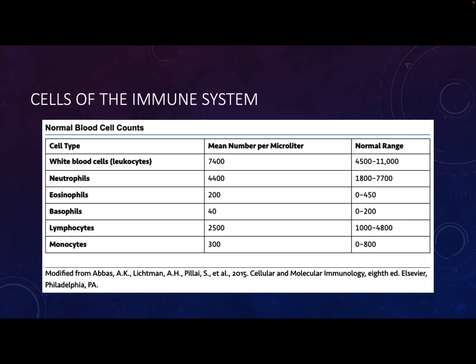So identifying that a patient has an elevated white blood cell count can be indicative of an infection. A skewed ratio of cells can be indicative of some kind of problem. Too low of a white blood cell count can be indicative of a problem. So counting the white blood cells in a patient can be really important.